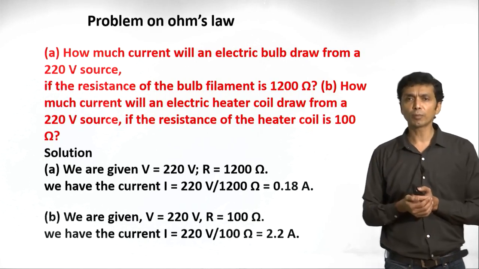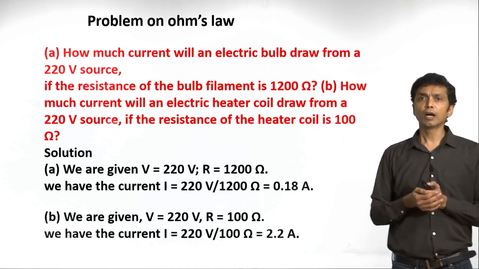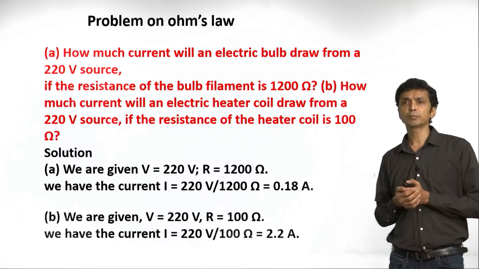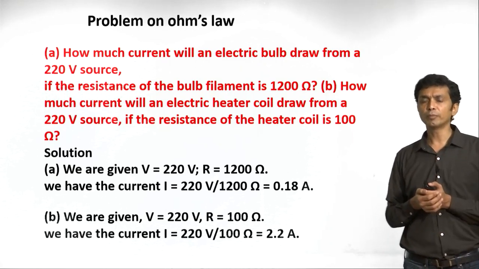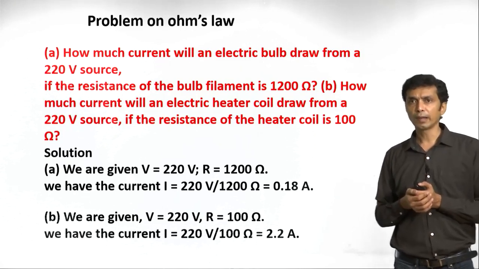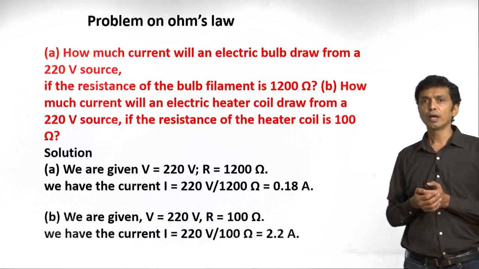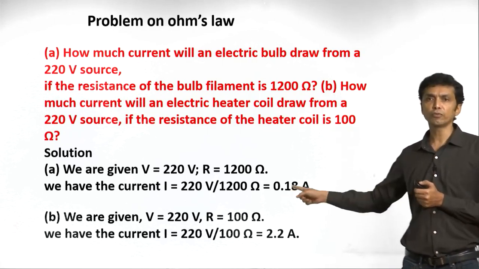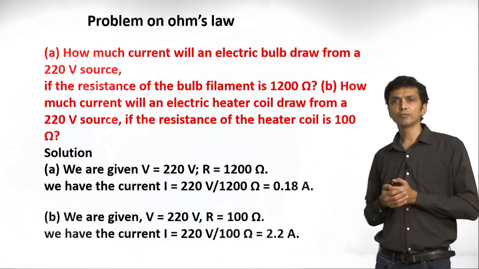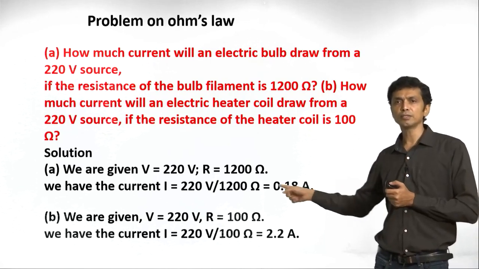Now, we will solve a problem on Ohm's law. How much electric current will an electric bulb draw from a 220 volt source if the bulb filament is 2200 ohm? So, now we need to find the electric current. I is equal to V by R is the formula we use to find the electric current.